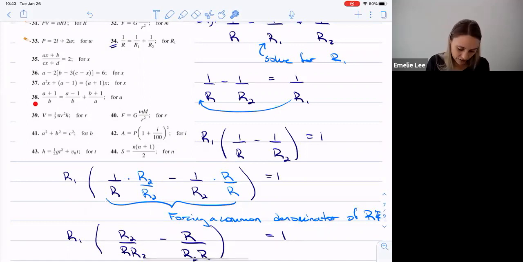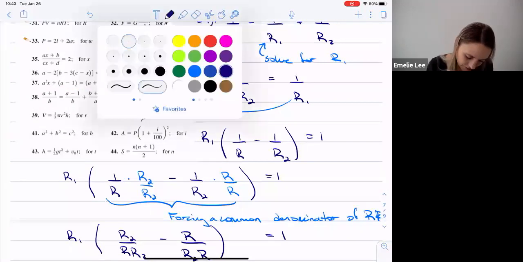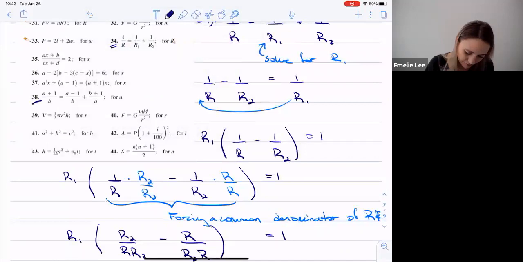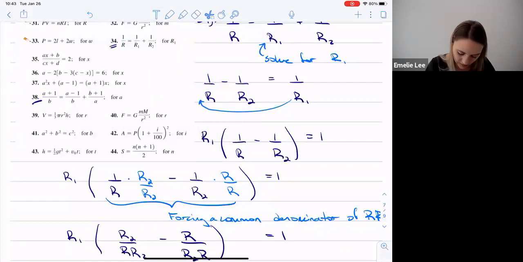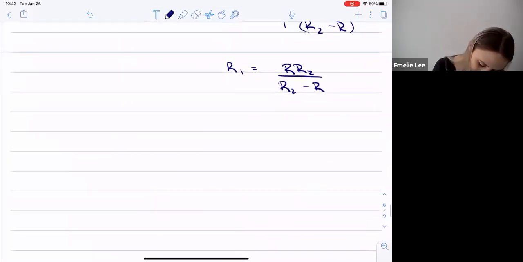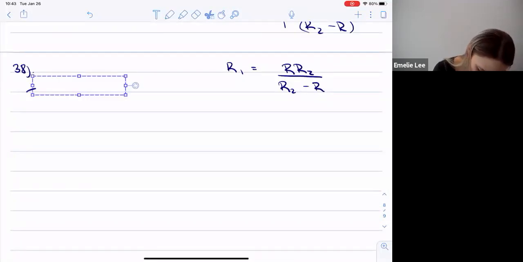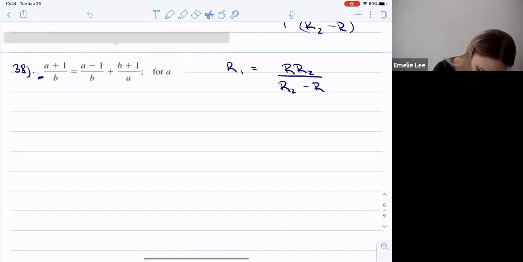So let's do 38 as well, only because this type of format is going to come up quite a bit. So let's do 38. I'm going to copy it because I'll never remember that.